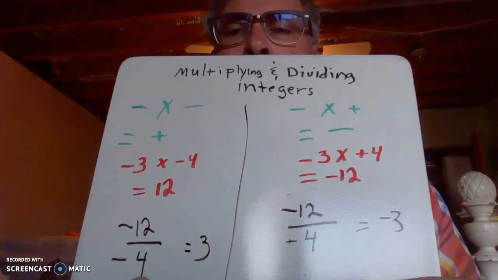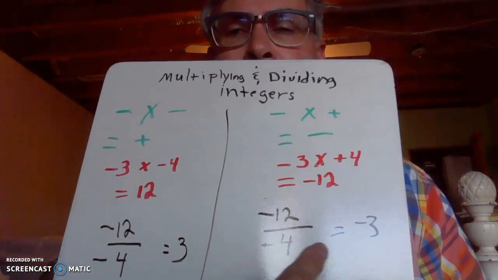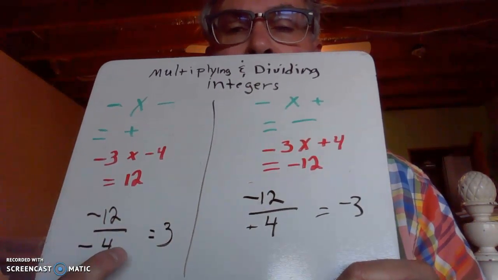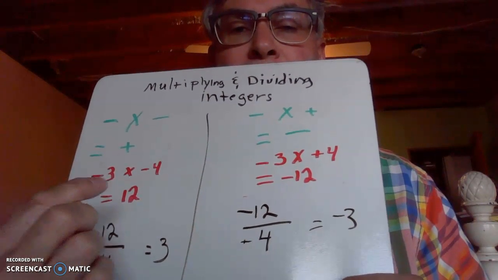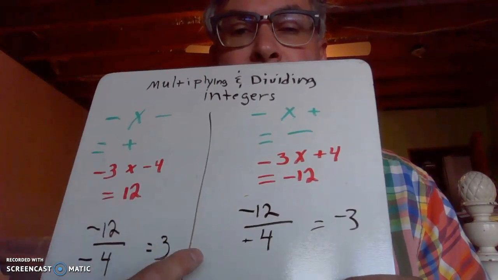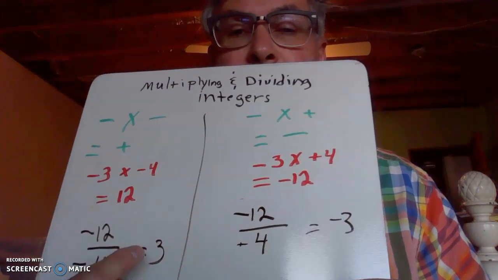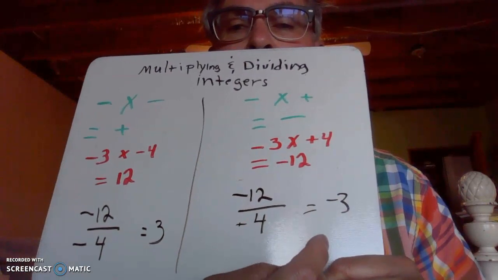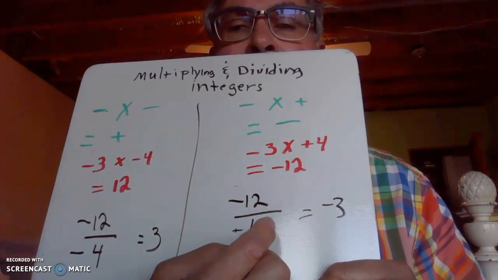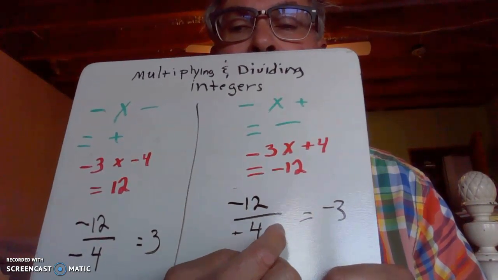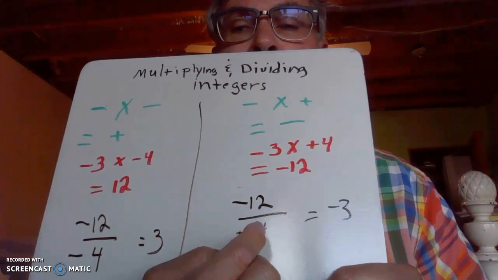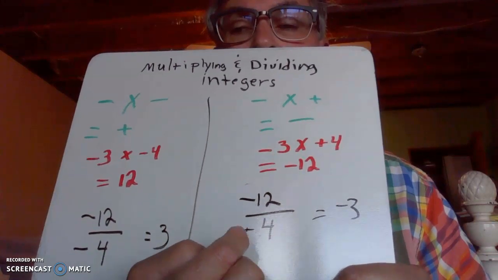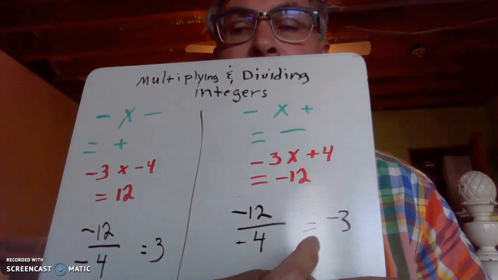Okay, that also works with division as the same thing. We have a negative 12 divided by negative 4. Once again, it's a negative divided by a negative. It's going to equal a positive, and it equals a positive 3. Over here, we have a negative divided by a positive. So it's a negative 12 divided by a positive 4 equals a negative 3.